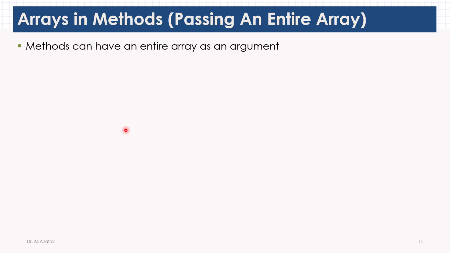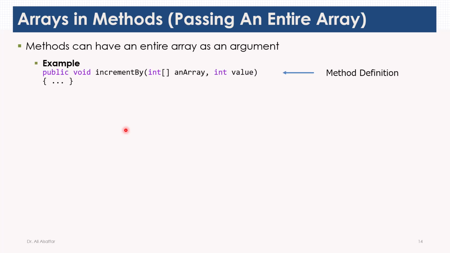The first side is how to define an array as an argument into a method, as a formal parameter. And the second side is how to pass an array entirely as an argument, as an actual parameter. Let us have a look into an example first, and then we will go into details.